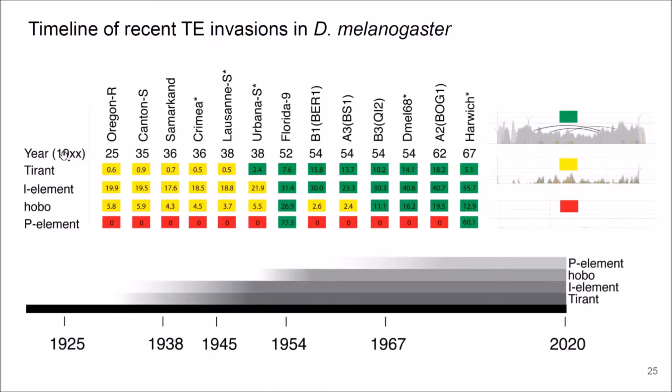If you look at this plot, you can see the year when the respective strain was sampled from the wild and established in the laboratory. We were able to find strains sampled between the year 1925 and the youngest that we show here, 1967. We measured the abundance of Tirant as well as of the three TEs where we roughly know when and how they invaded the genome: the I element, Hobo, and the P element.